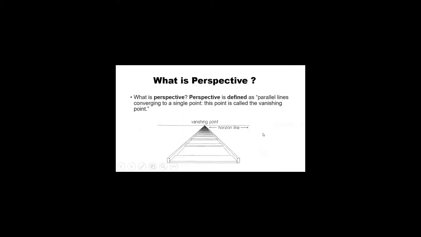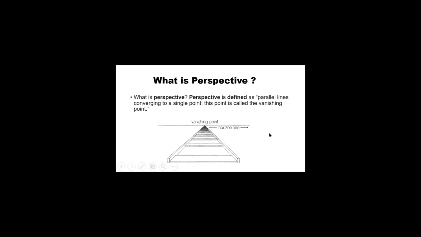So let's understand what perspective is. Perspective is defined as parallel lines converging to a single point. We call this a vanishing point. We call the lines converging to that vanishing point orthogonals, and your horizon line. That's all good and well, but let's see it in real life.